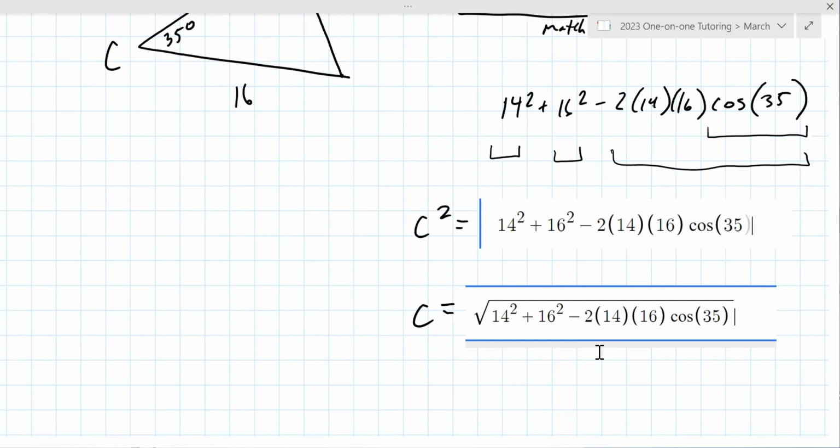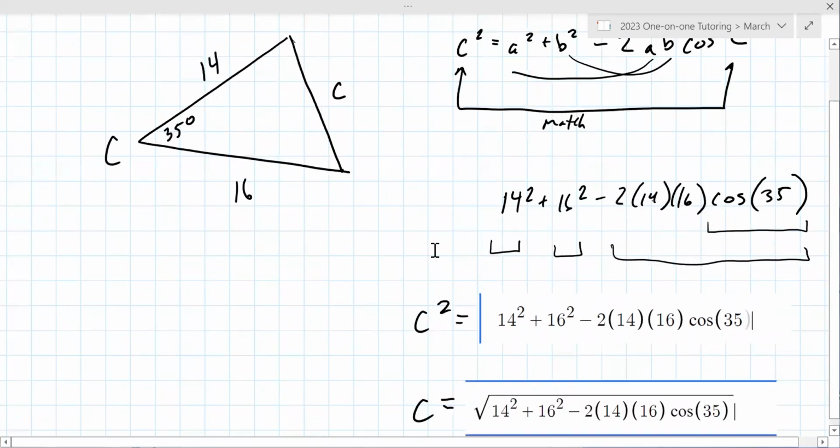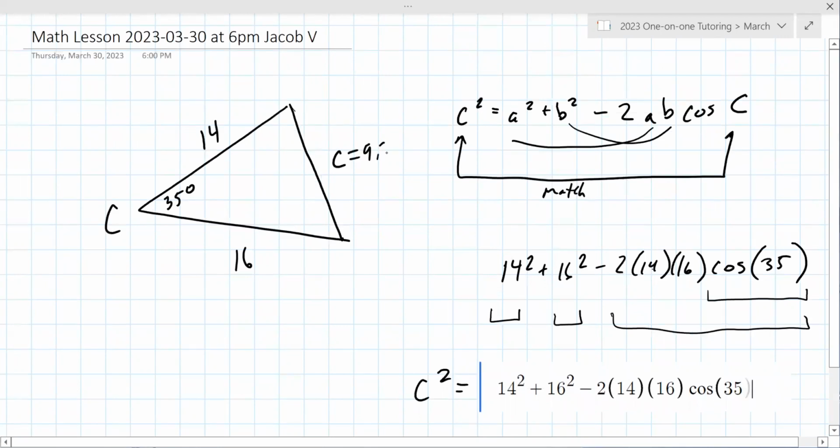14 squared plus 16 squared. Oh, I'm sorry. Minus 2, 16, cosine 25. 9.22. Perfect. So C is 9.22.